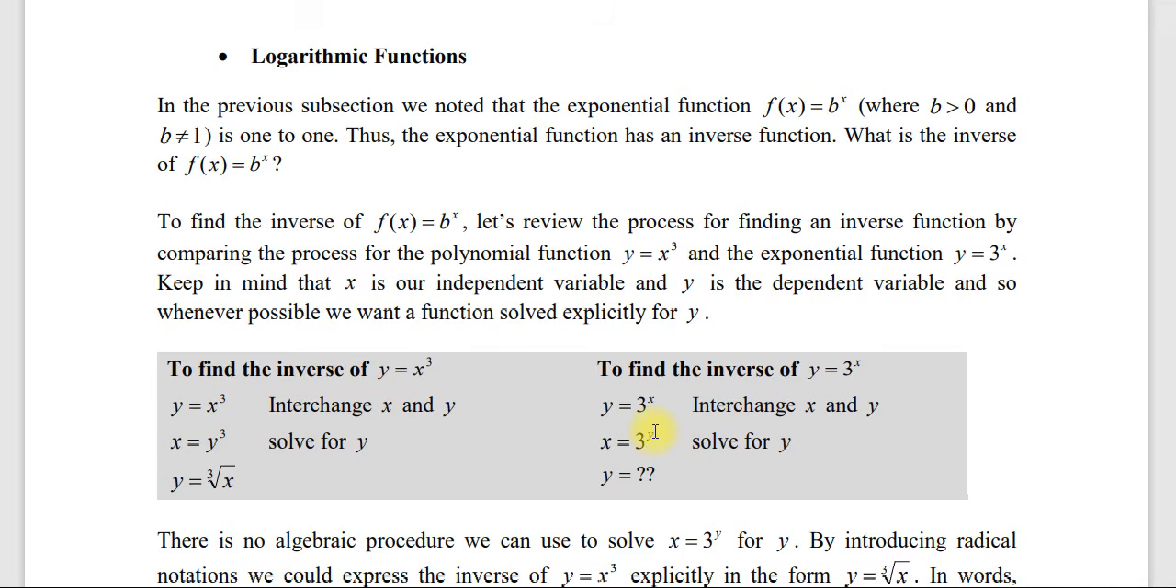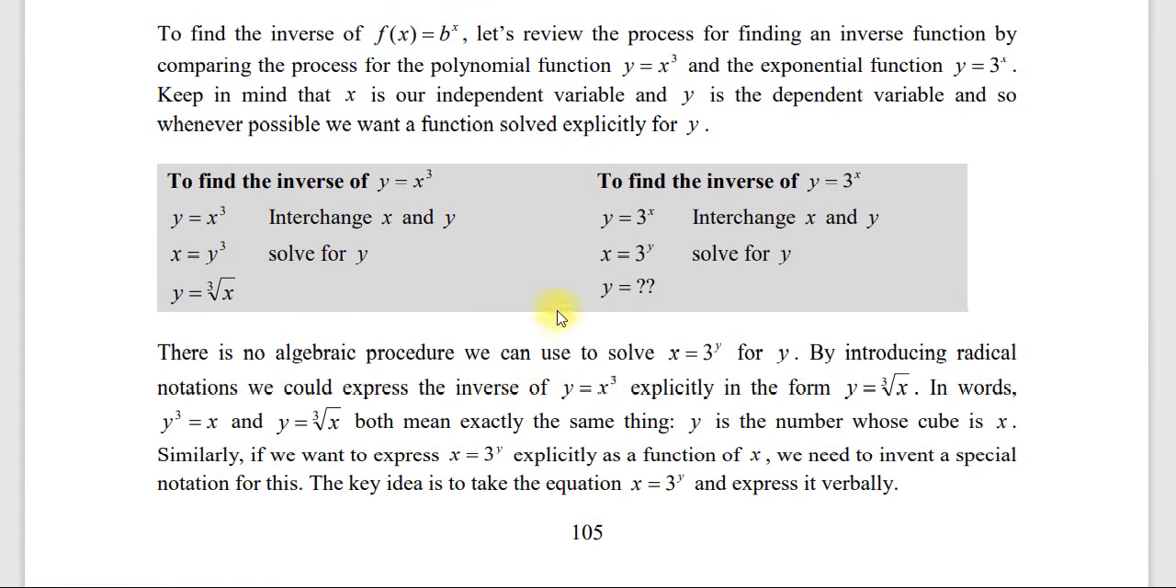Anyway, to find an inverse, the logarithm is a very important part of functions. There is no algebraic procedure we can use to solve x = 3^y for y. Given x = 3^y, how do we find y?